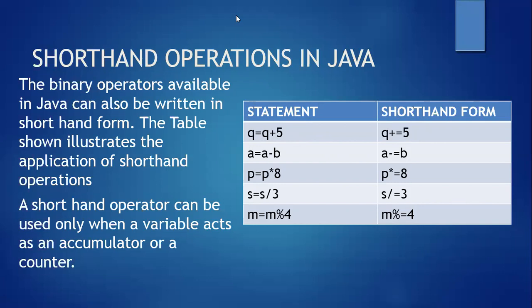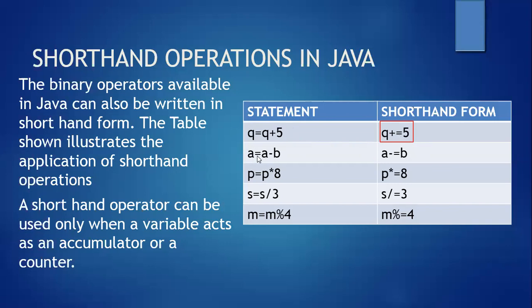This is my normal statement and this is the shorthand form of it. Now you will say, sir, why is it called shorthand? You will find that in the normal form you are writing 5 tokens: 1, 2, 3, 4, 5. Instead of writing 5 tokens, you are writing only 4 tokens here: Q plus is equal to 5. It also means Q is equal to Q plus 5, but instead of writing Q is equal to Q plus 5, we write Q plus is equal to 5.